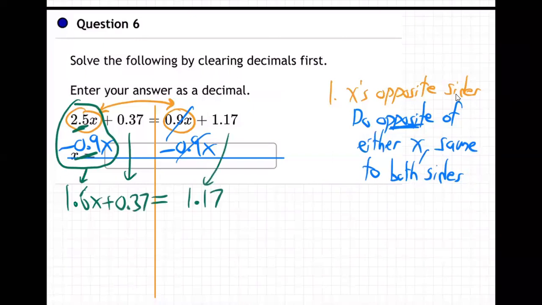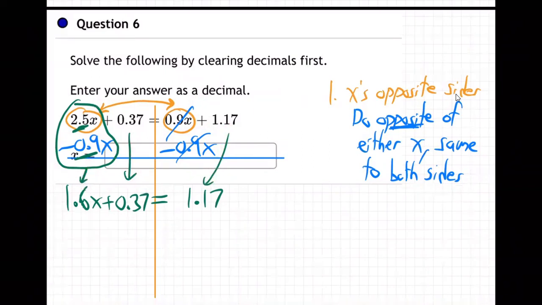How are we doing? Is that making sense? Let me pause there for a second. Everybody seeing what I did there? So again, when you have x's on opposite sides, you do the opposite of either one, and you do it to both sides. So the opposite of 0.9x is negative 0.9x, and I did it to both sides, which cancels it out here. And then you just bring everything down, subtract these on your calculator, bring down this guy, bring down that guy.